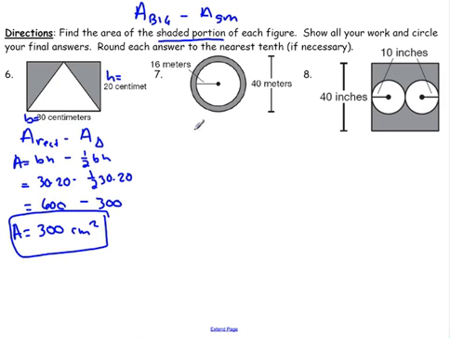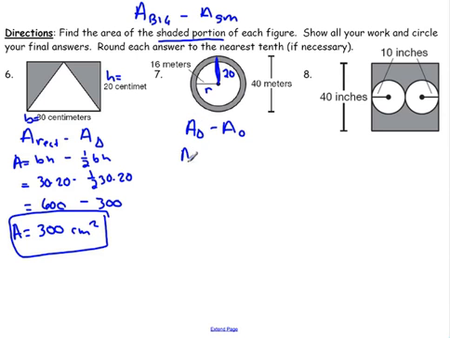Next I have two circles. This is the donut example. You have the area, sort of the big circle minus the area of the small circle. The radius for the small circle is the 16. The diameter for the big circle is this 40 meters out here. So half of that is going to be 20. So I have my two radii.